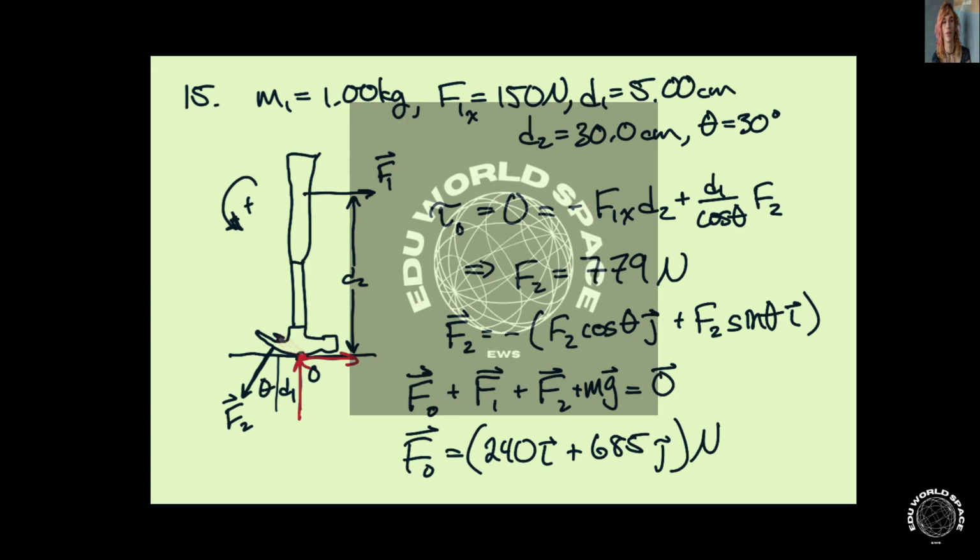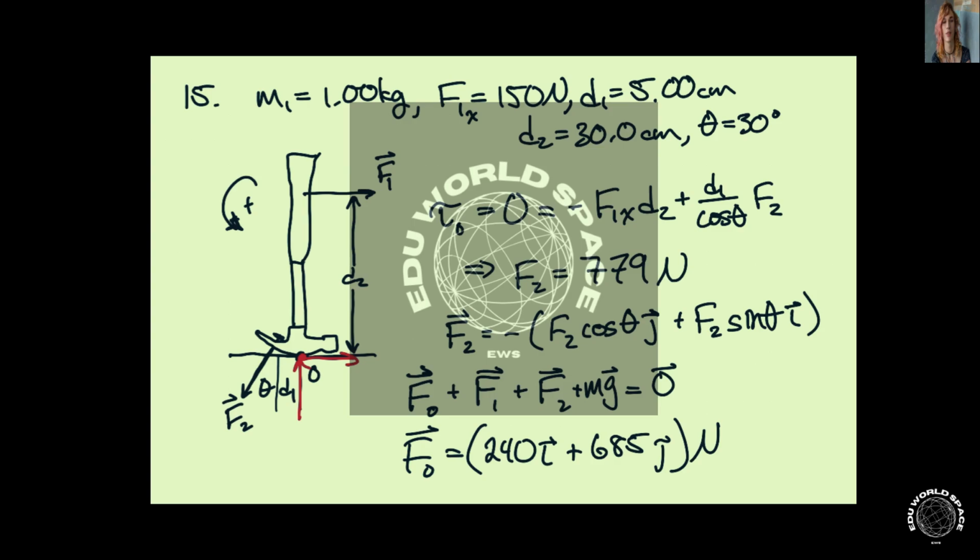This looks much more reasonable to me, that this is the horizontal distance, and then we need the perpendicular distance, which is that one, which is the hypotenuse of the triangle. Anyway, that's what I used, and that's how I interpreted what this d1 was. And that gives a magnitude of this force of 779 newtons.